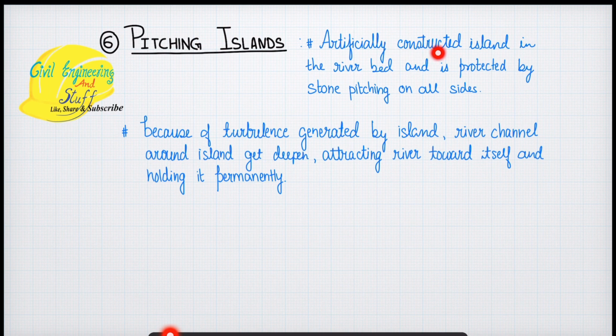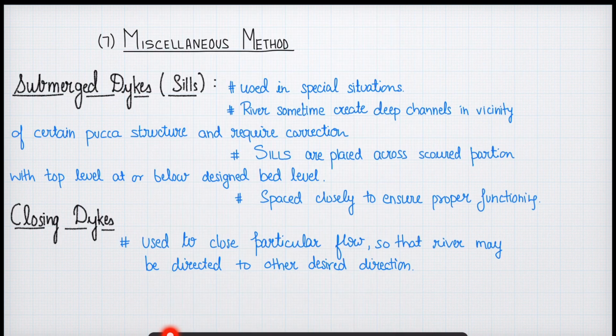These are artificially constructed islands in the riverbed to protect the stone pitching from all sides. Because of the turbulence generated by the island, the river channel around the island gets deepened, attracting the river toward itself and holding it permanently.